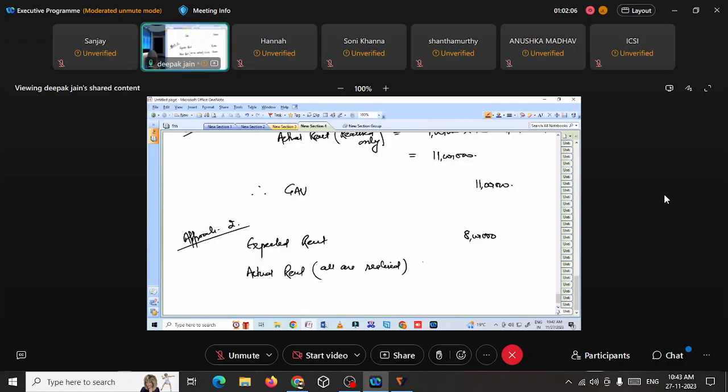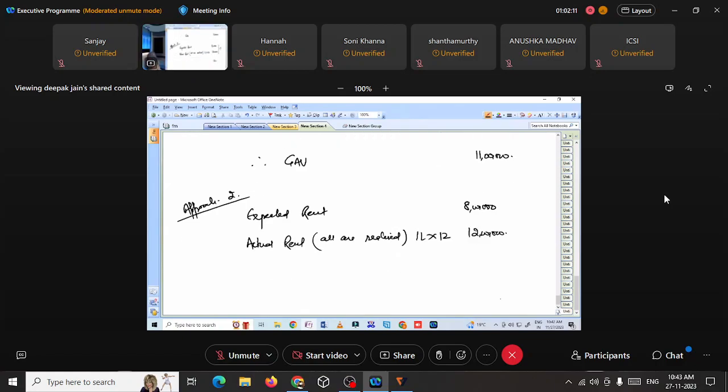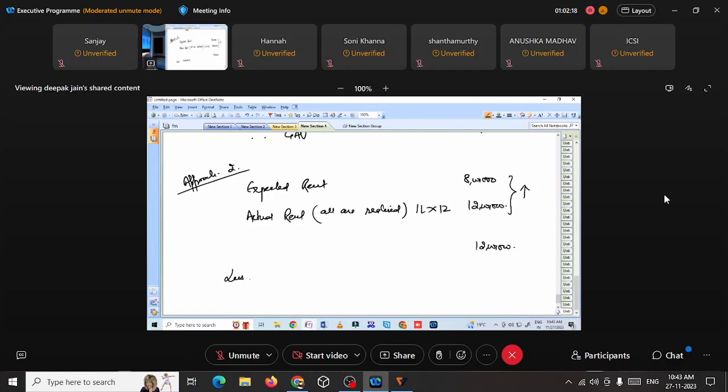Take whichever is higher. Whichever is higher would be 12 lakh. From that 12 lakh, you have to reduce unrealized rent. How much is the unrealized rent? For 1 month. GAV is 11 lakh. This one is approach number 2.